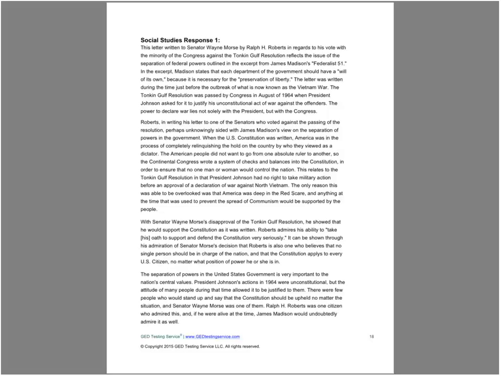Susan, I think this test taker has identified it very clearly because he or she connects it, as the statement is made in regards to his vote with the minority of the Congress against this resolution. It reflects the issue of separation of federal powers outlined in the excerpt of Federalist 51. Absolutely. It can't be a whole lot clearer than that.